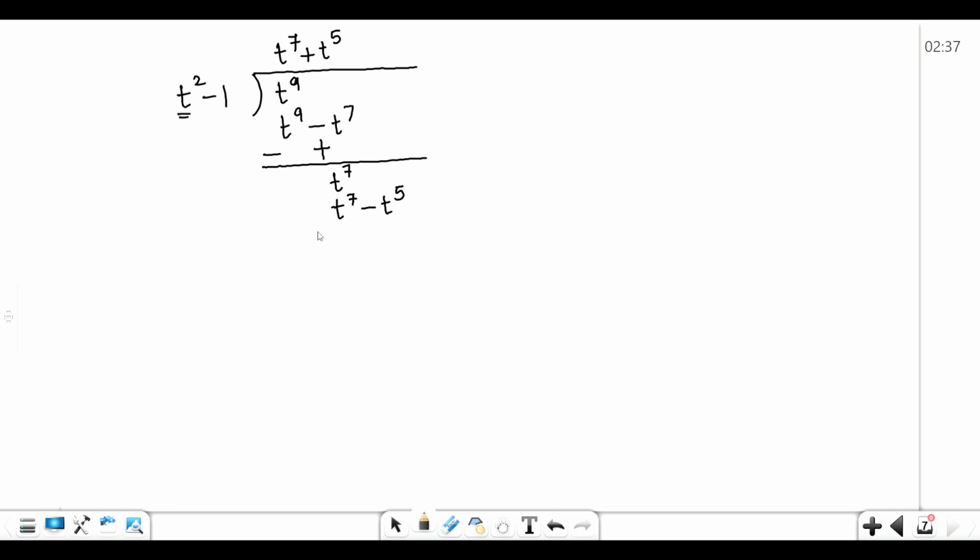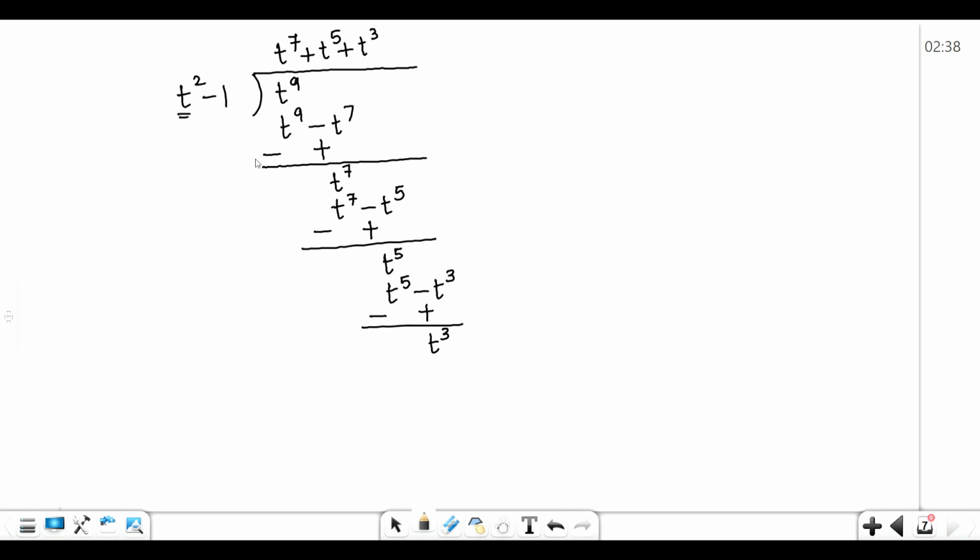Again we'll change this sign and we'll reverse this. So this gives you again t to the power 5. Now since t to the power 5 is greater than t to the power 2, we'll multiply this with t to the power 3. So t to the power 2 multiplied with t to the power 3 gives you t to the power 5, and minus 1 multiplied with t to the power 3 is minus t to the power 3. So this will be minus and this will be plus again, that gives you t to the power 3.